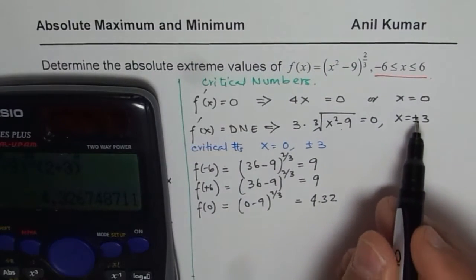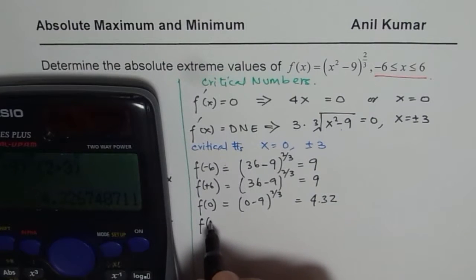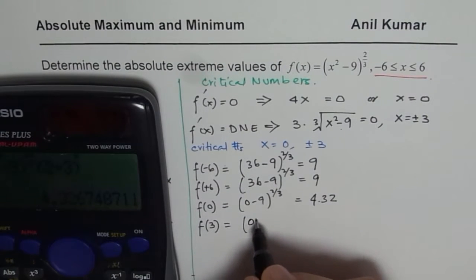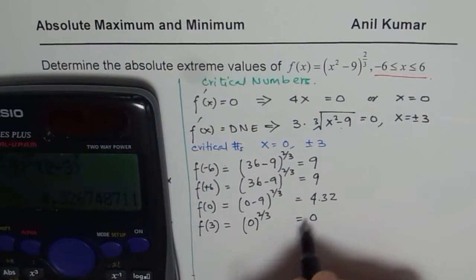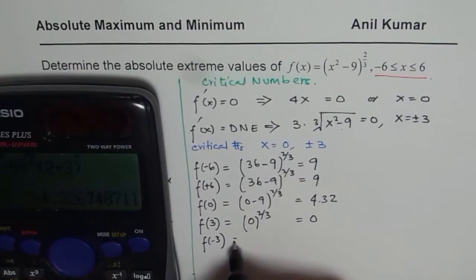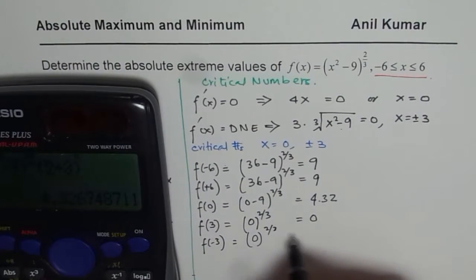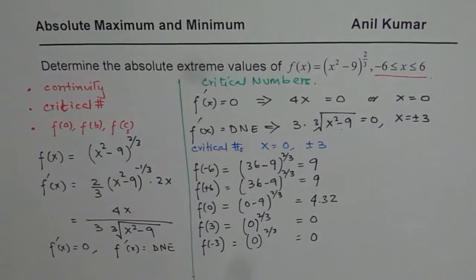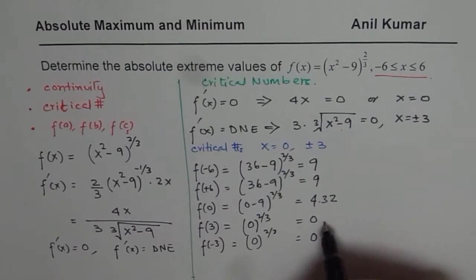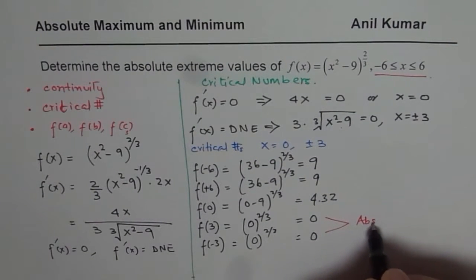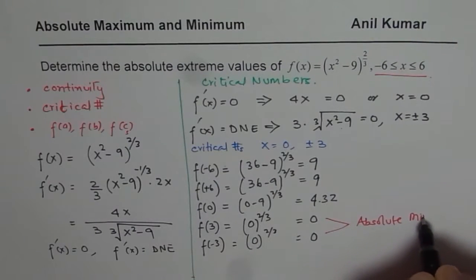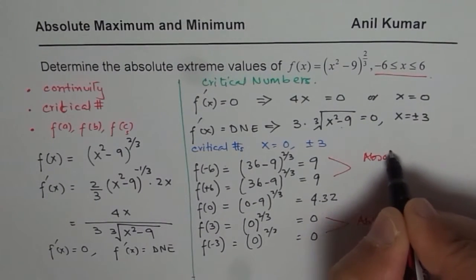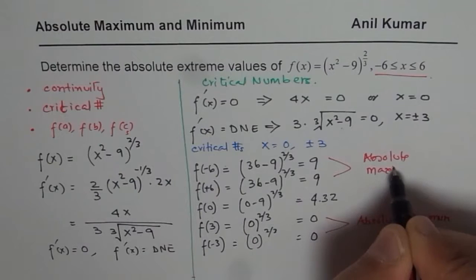Now let's find the value at plus minus 3. So f of 3 is equal to, when I substitute 3 here, 3 squared is 9, so I get 0 to the power of 2 over 3, which is 0. Similarly, f of minus 3 will also be 0 to the power of 2 over 3, which is 0. So we have a set of values to compare. Out of these values, which is minimum? These two are absolute minimum, and the maximum is here, so that is absolute maximum. Do you see that?